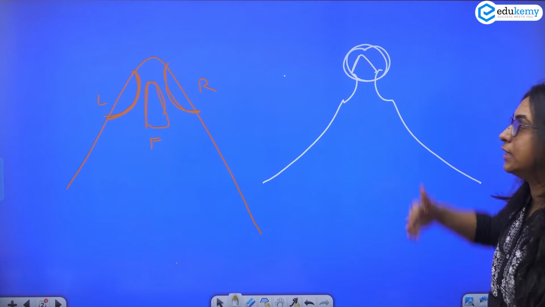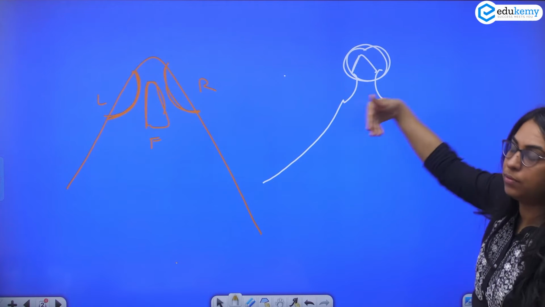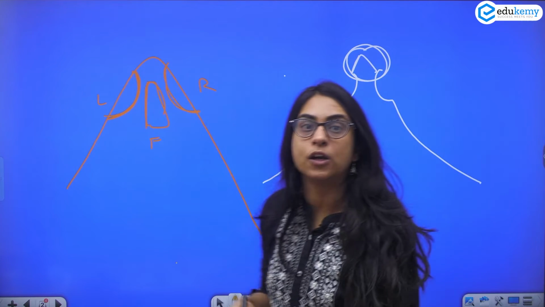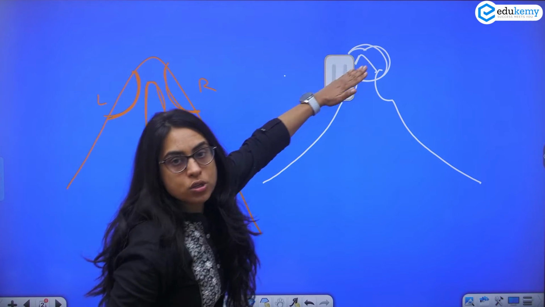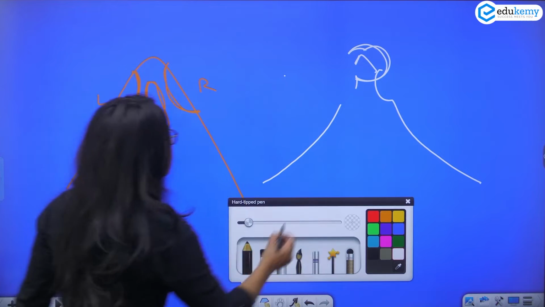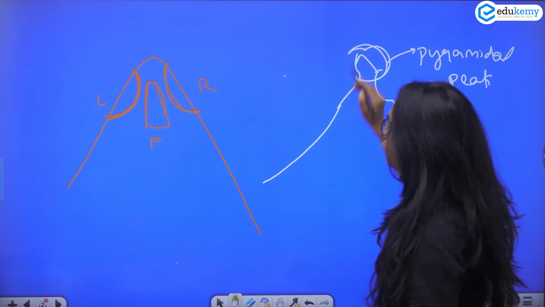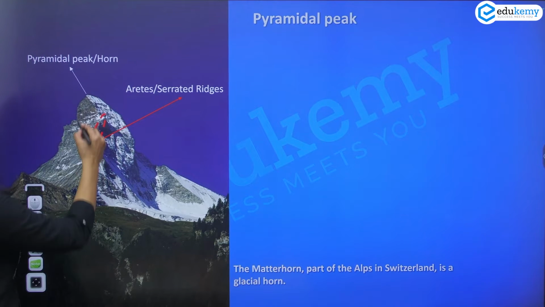Why? Because the abrasion has taken place on the front, on the right side, and also on the left side. So this peak which stands out because of the erosion here is called a pyramidal peak. And if I actually tell you to visualize this image, see this.